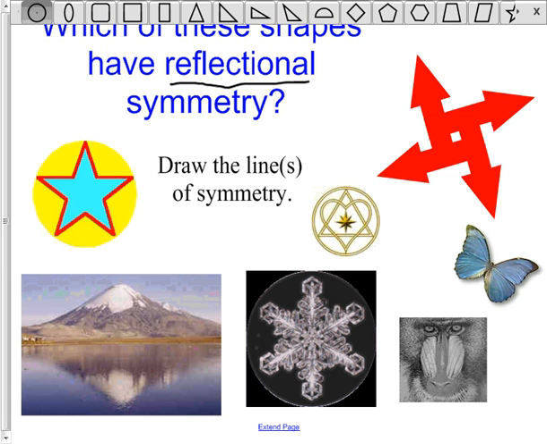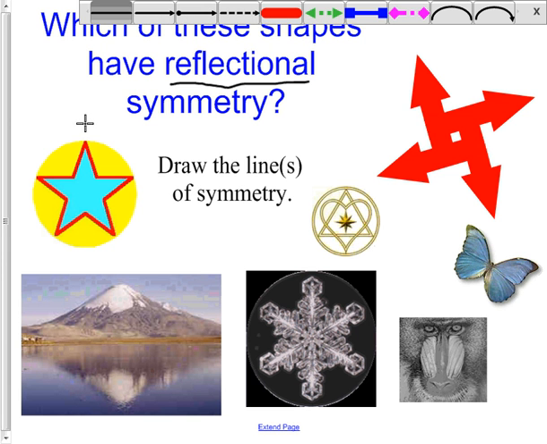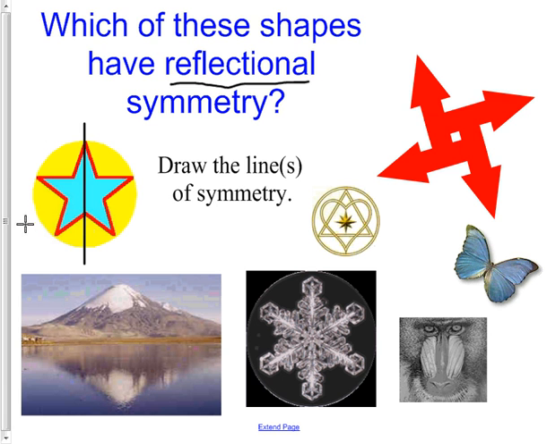It looks like this one would. It would have a line of symmetry right down the middle. And actually, it's going to have 5 lines of symmetry. 1, 2, 3, 4, and 5. So it's going to have 5 lines of symmetry on this one. This would have reflectional symmetry.